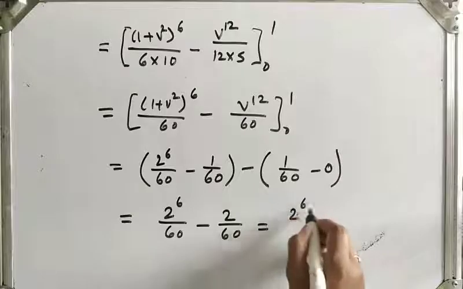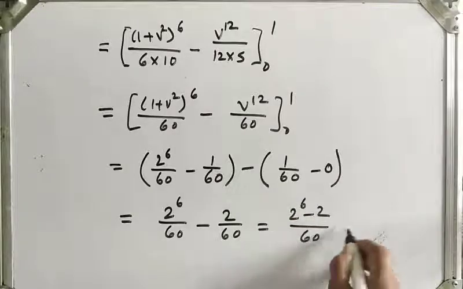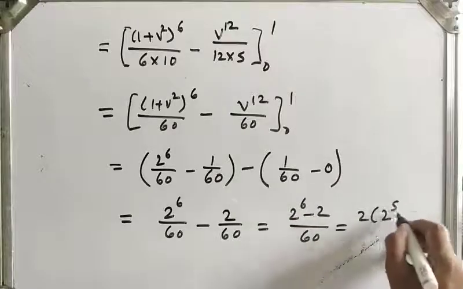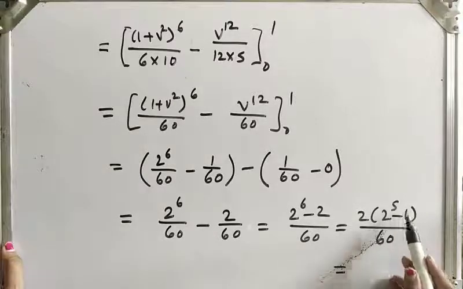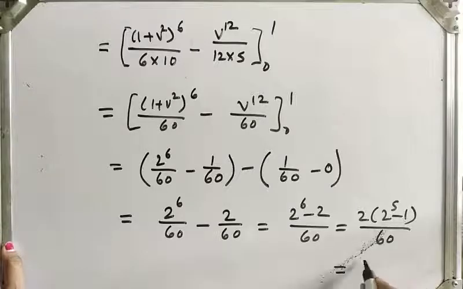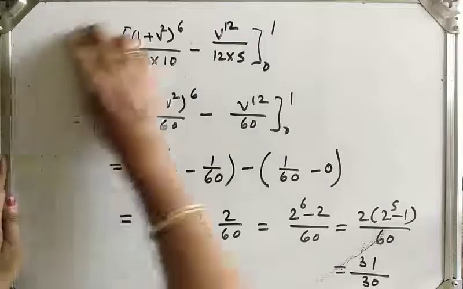So it is (2 raised to 6 minus 2) upon 60, which can be written as 2 into (2 raised to 5 minus 1) upon 60. After simplification you will get 2 raised to 5, that is 32, minus 1, that is 31, upon 2 upon 60, that will be 30. So our answer is 31 upon 30.